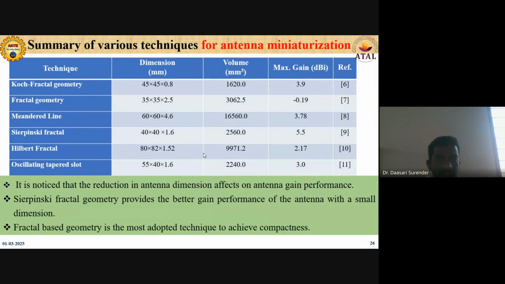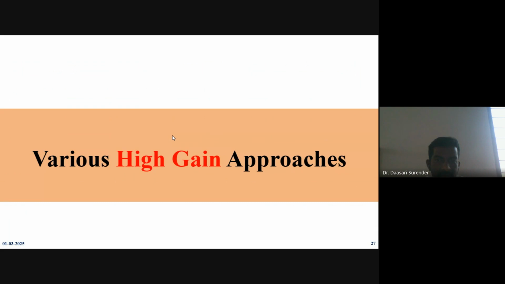Various techniques have been adopted by different authors for antenna miniaturization, and the comparison is also presented. It is clearly noticed that the reduction in antenna dimension affects antenna gain performance. Sierpinski fractal geometry provides better gain performance with a small dimension, and fractal-based geometry is the most adopted technique to achieve compactness.